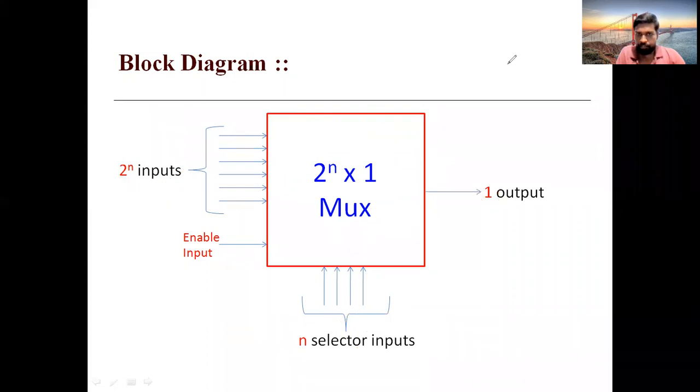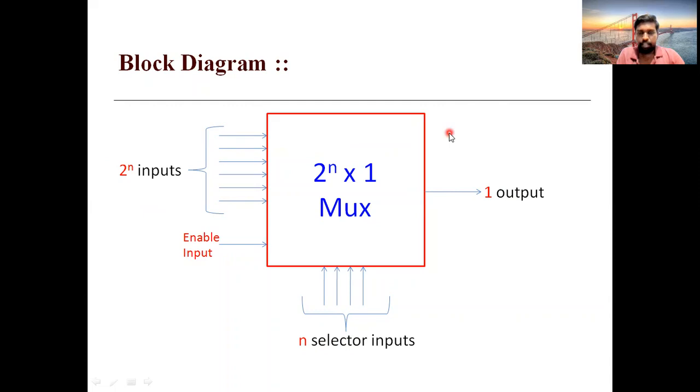I'm saying again, listen carefully. The entire operation is purely based on these selector inputs only. These selector inputs will select one input among these 2 power n inputs, which is to be transmitted towards the output side. Clear? And in order to turn this circuit on, we need the enable input. We have already seen that in the encoder and decoder. Enable is used to turn the circuit on and off, but the pure operation starts from the selector inputs, which help this circuit select one among these inputs to be transmitted to the output side.